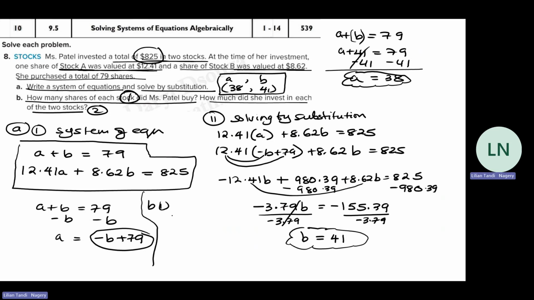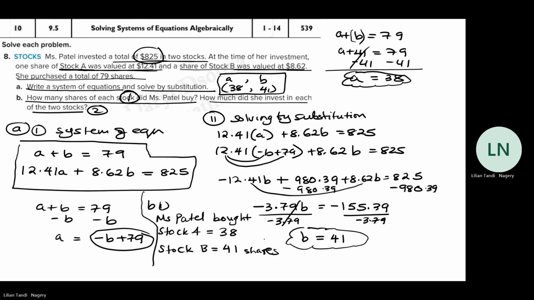I'm just going to write here: Miss Patel bought stock A 38, stock B 41 shares. Shares. What do you say? How many shares? Okay. Shares.